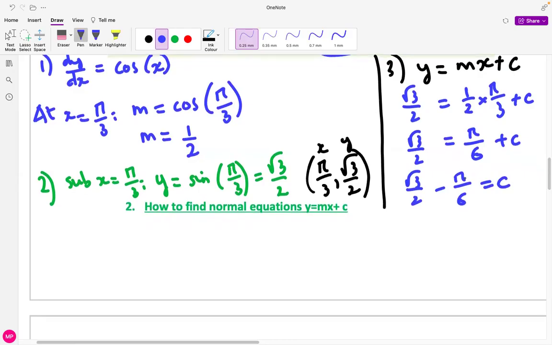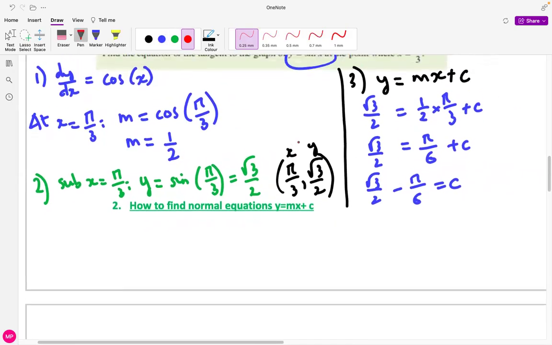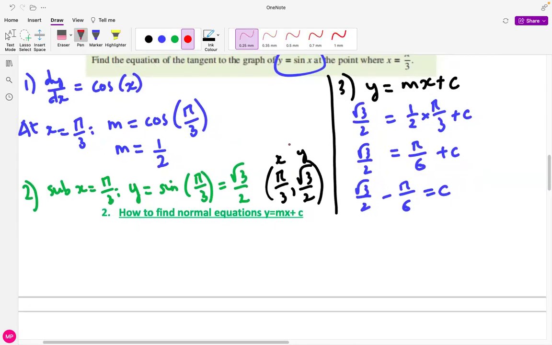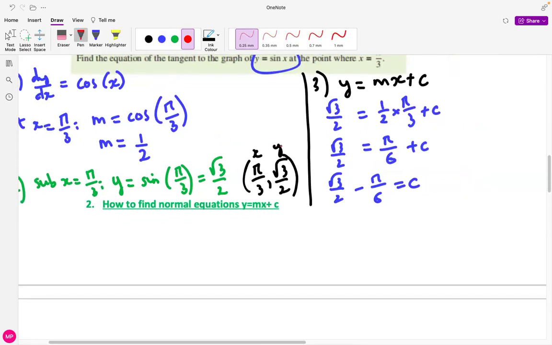So therefore, the final answer will be y equal. When you write the answer, you would have y equal, the gradient is a half, so a half of x plus c, c is a whole bunch of fractions here, root 3 over 2 minus pi over 6. Okay.